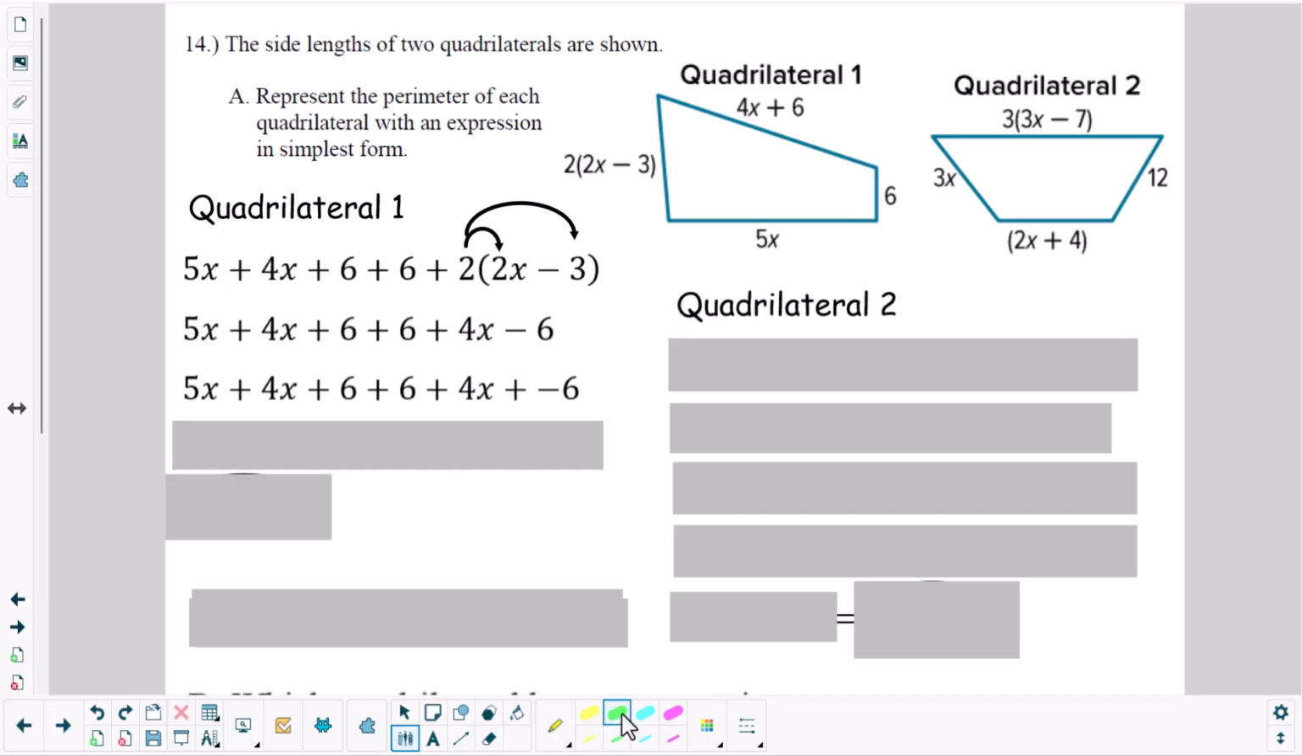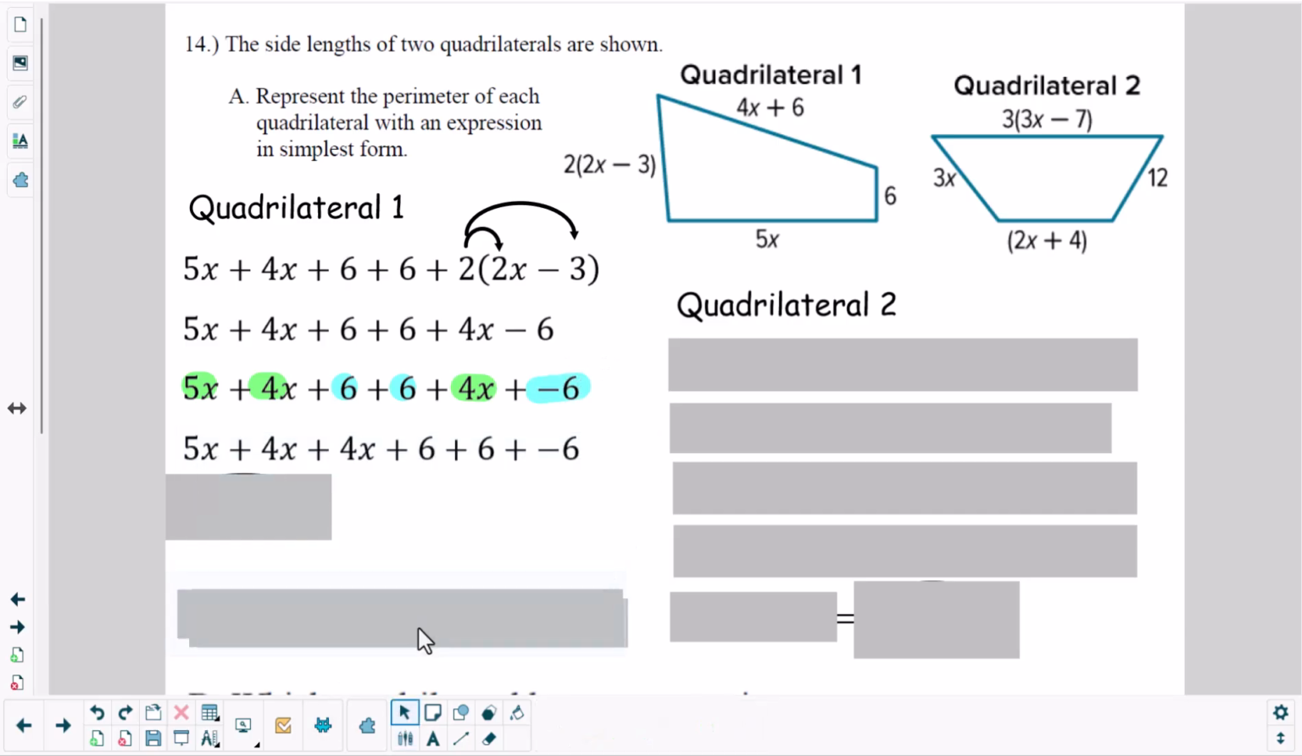We have lots of like terms to combine. We've got 5x plus 4x, and we have 3 different constants, 6, 6, and negative 6. So we can represent this as 5x plus 4x, which will total to get us 13x. 6 plus negative 6, well, this is actually a 0 pair and cancels out, so we end up with 13x plus 6. Let's take a look at quadrilateral 2.